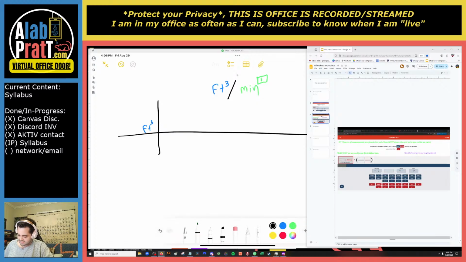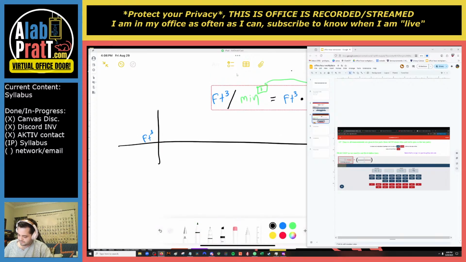But another way we can write this is equal to feet cubed times, and so notice how the negative, so right, we have this minute to the -1, which means it really belongs underneath.